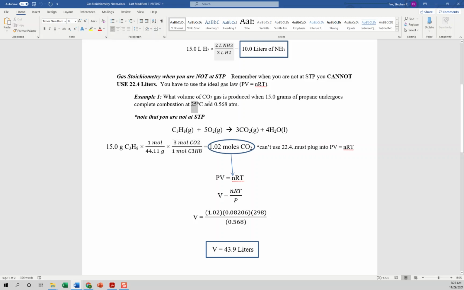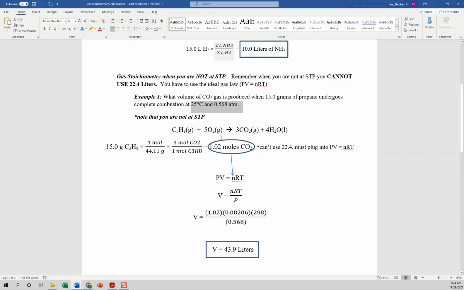But notice here, we're not at STP. Remember, standard temperature is 0 Celsius. We're not there. And you have to be at both. You have to be at standard temperature and standard pressure. So you have to be at 1 atmosphere and 0 degrees Celsius. If you're not at one of those things, you're not at STP, right? So we're both not at standard temperature and we're not at standard pressure. So what does that mean? It means we can't use 22.4 as a shortcut.